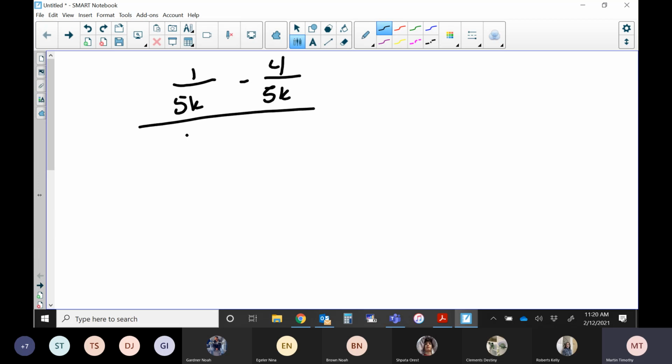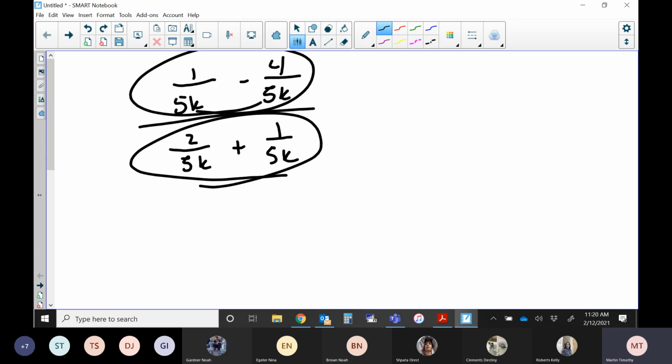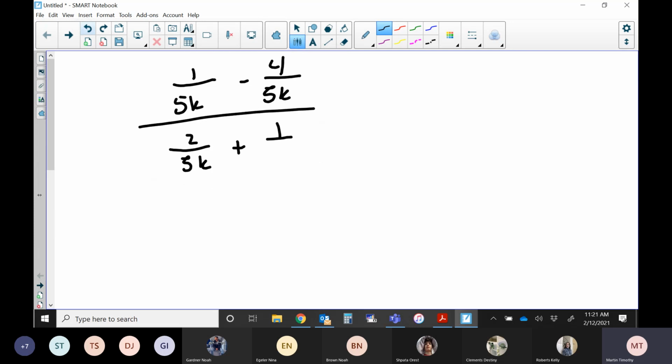I do not like the way number 7 is set up. The reason I do not like it is I don't have one fraction in the top and one fraction in the bottom. I have two fractions here and I have two fractions here. So the first thing I need to do is make these two become 1, and then make these two become 1, and then I'll make my life much easier for dealing with this. So let's deal with the top first.